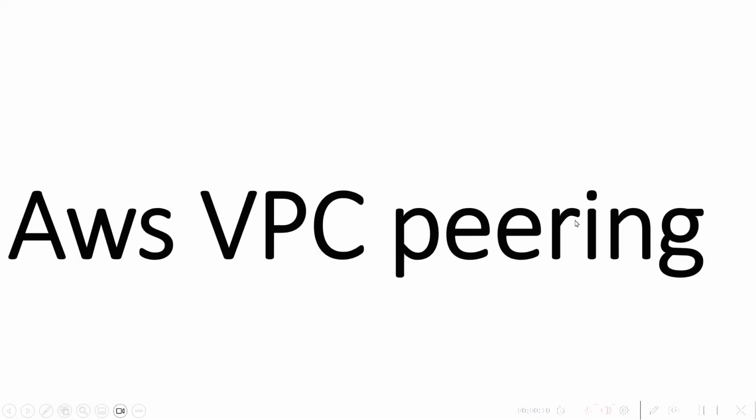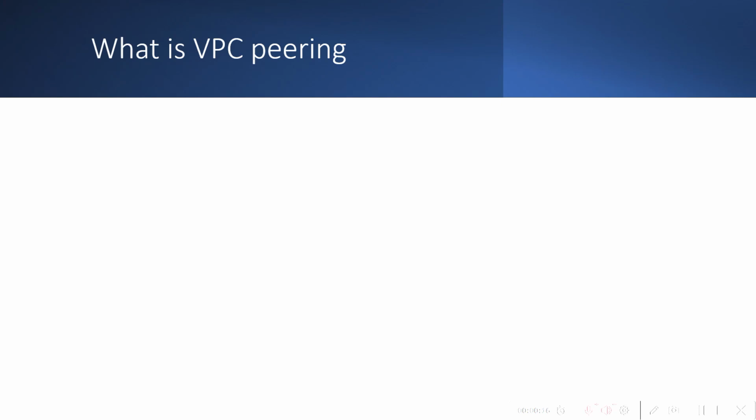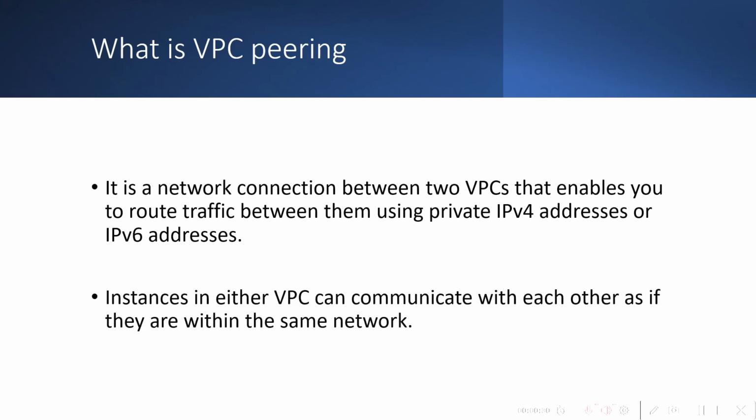Hello everyone. So today we are going to talk about VPC peering. What is VPC peering? It is a network connection between two VPCs that enables you to route traffic between them using private IPv4 addresses or IPv6 addresses. So when you create a peering connection, instances in either VPC can communicate with each other as if they are within the same network.